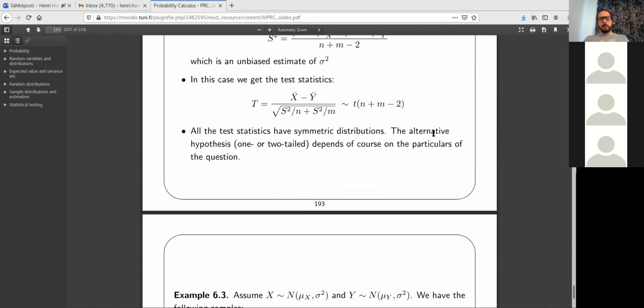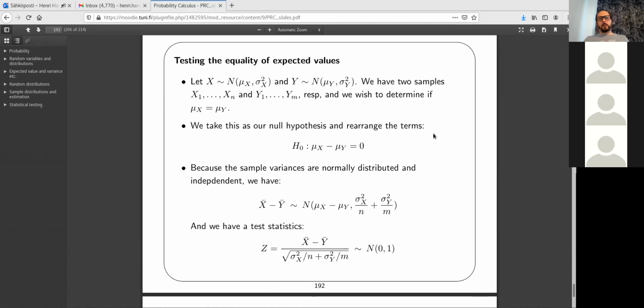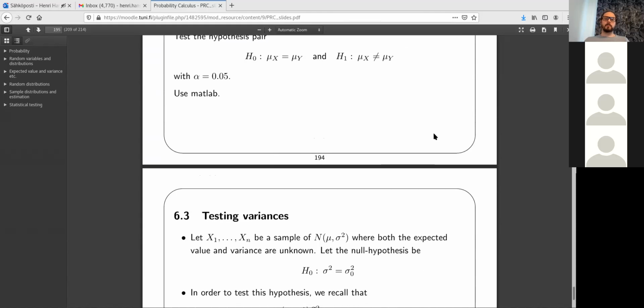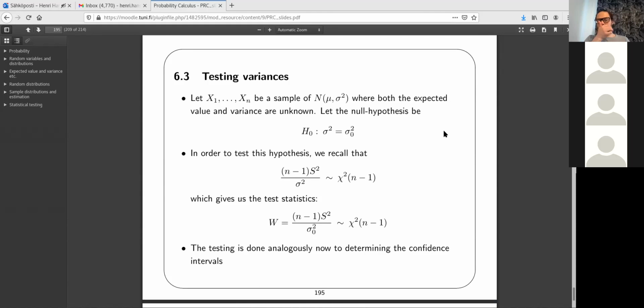Well, in here we are testing equality of expected values. Either one is smaller or the other one is bigger, but the null hypothesis is that the difference between the expected values is 0. And we had two cases. One, variance is known but could be different, and two, variance is the same but unknown. So how do we know if the variances are the same? Well, that's one thing we need to do.